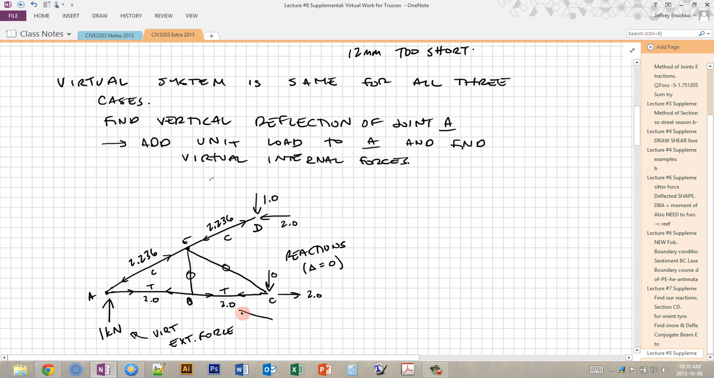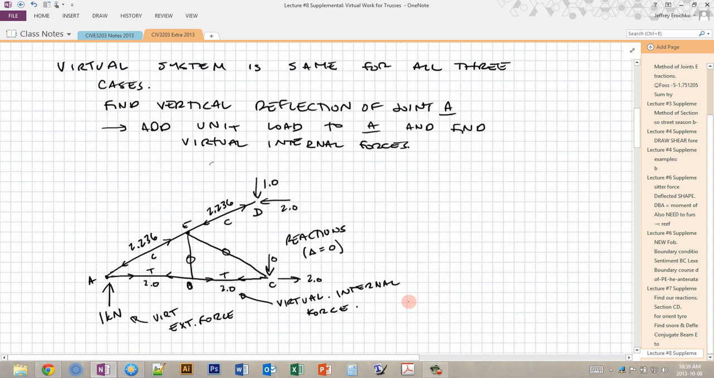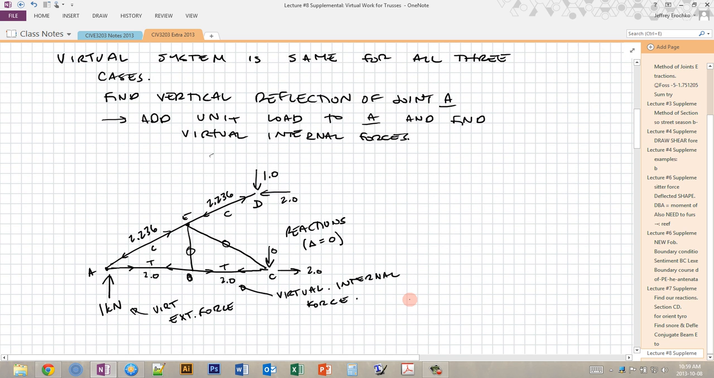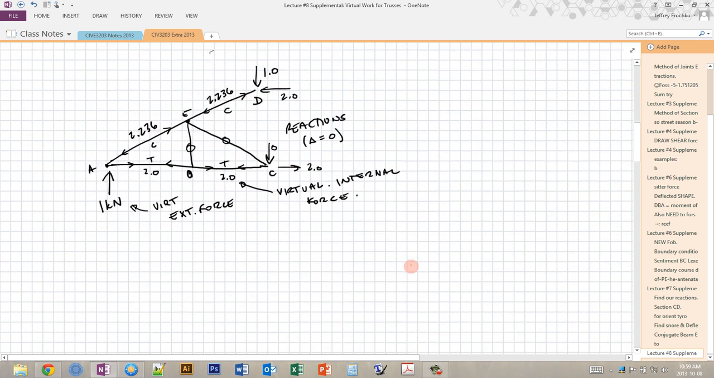And these guys on each member are the virtual internal forces. And these are all of the things that we need to know from our virtual system. We don't care about any of the deformations from our virtual system. We only care about the deformations of our real system.